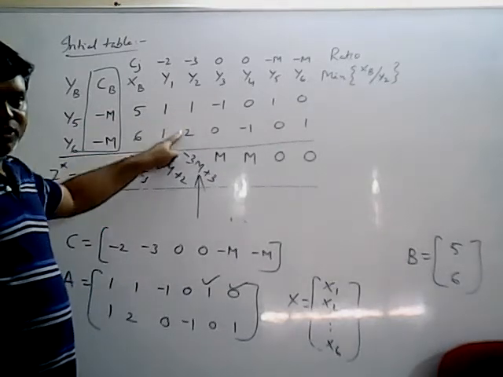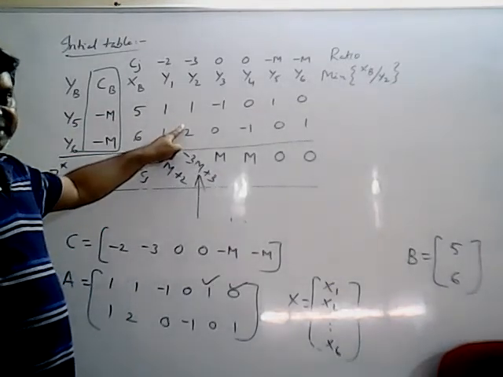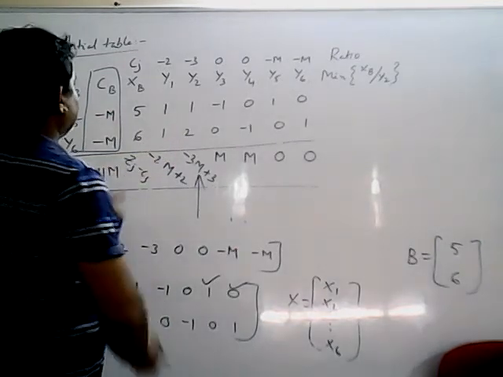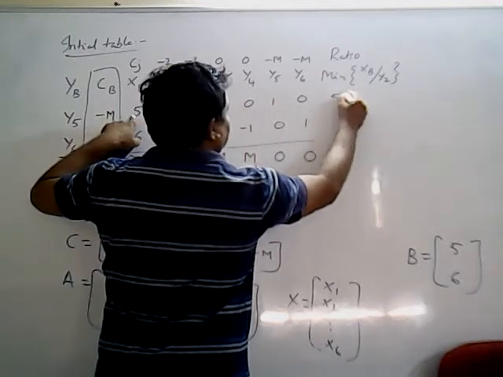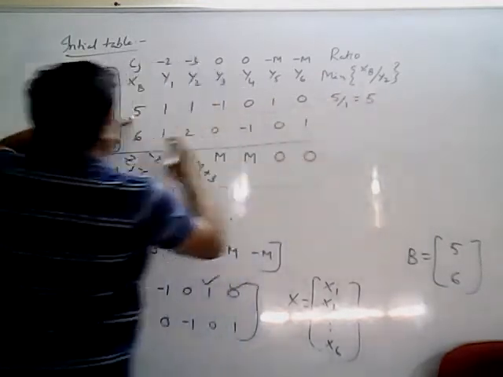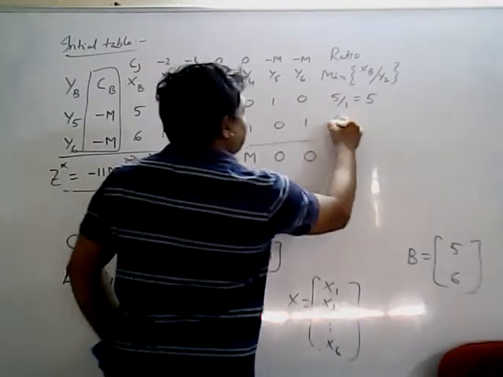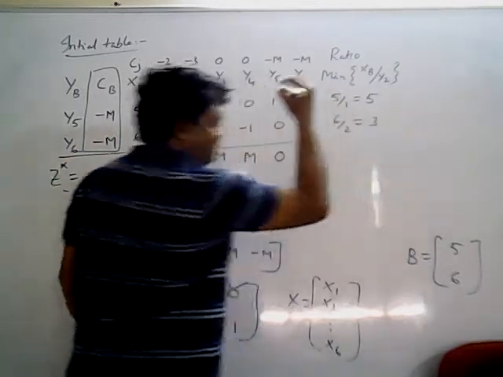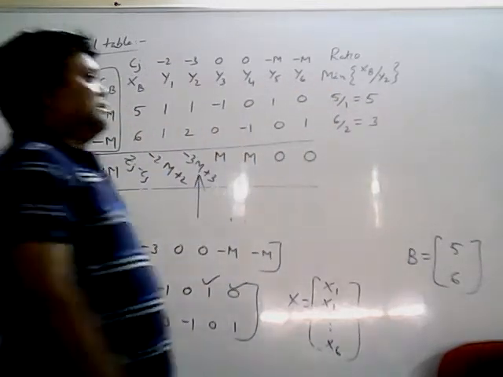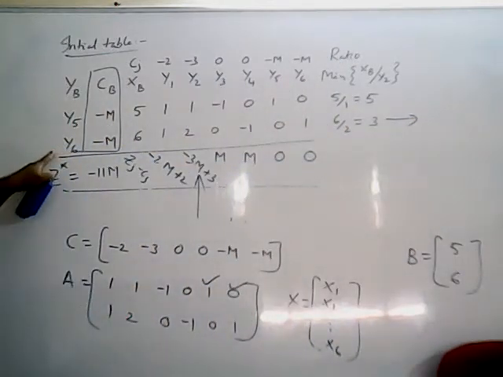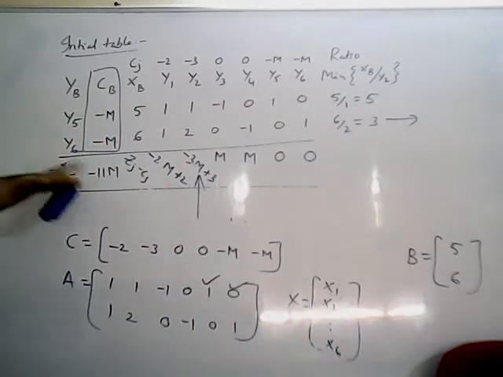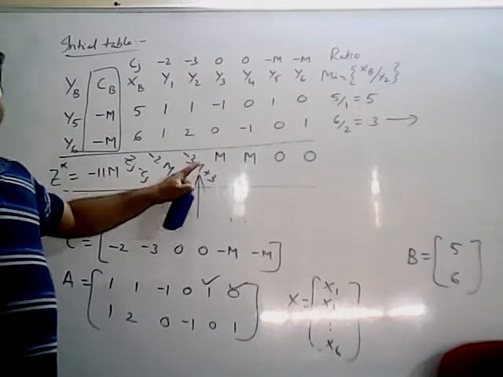But both are positive here, so both ratios exist. I will calculate both ratios. xB by y2: that means 5 by 1, which is 5, and then 6 by 2, which is 3. The least positive deletes. Which variable deletes? y6 deletes. And which variable enters? y2 enters.